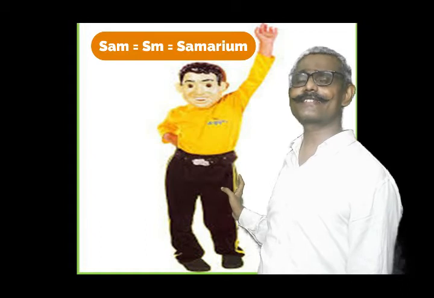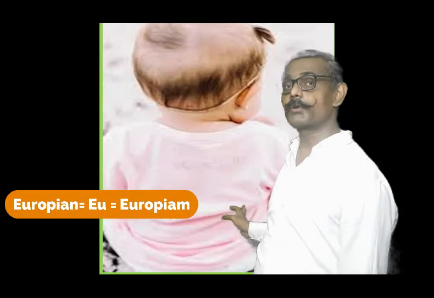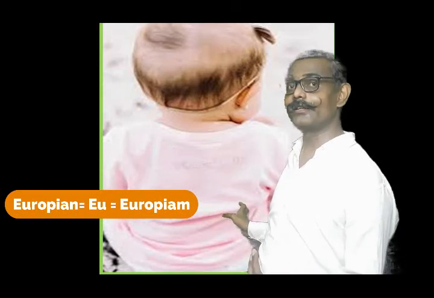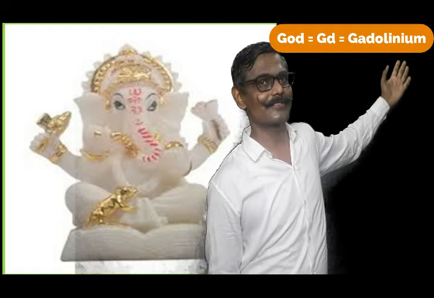Next, samarium. Sm. Who was there? Sam was there. And what was the wear of that Sam? Yellow. Next was europium. Eu. What was the color added to that European? Pale pink color was there. Gadolinium. Gd. God was there. What was the color? Colorless or white.